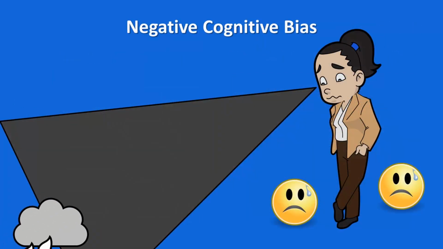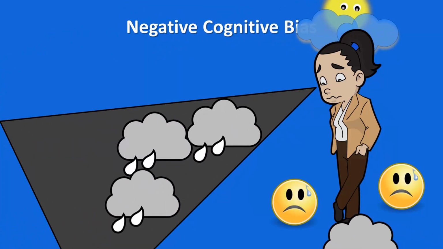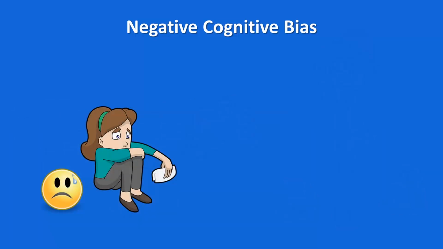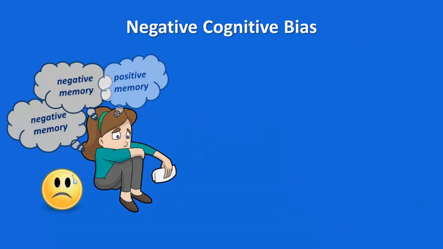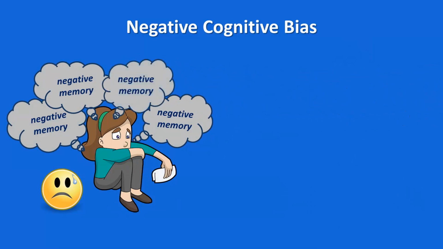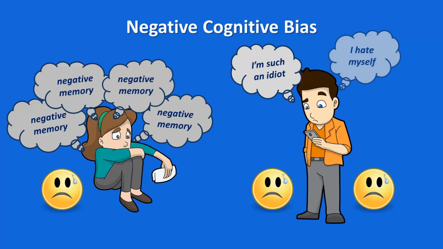Another thing that predisposes us to depression is that we selectively pay attention to negative information and experiences and ignore positive information. We also have memory bias and remember negative information more readily than positive information. And we're more sensitive about making mistakes and receiving negative feedback.